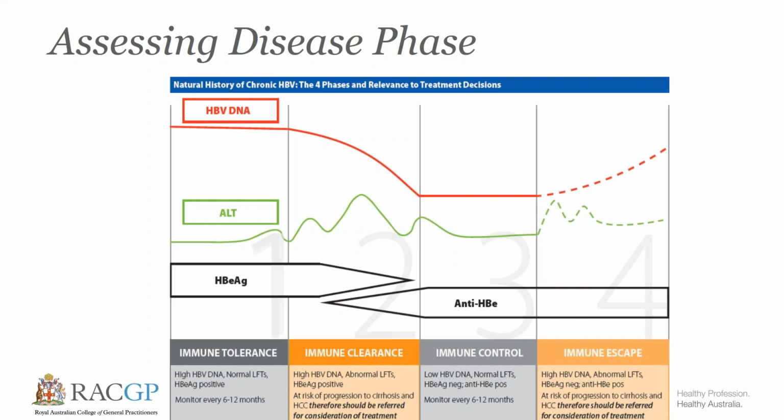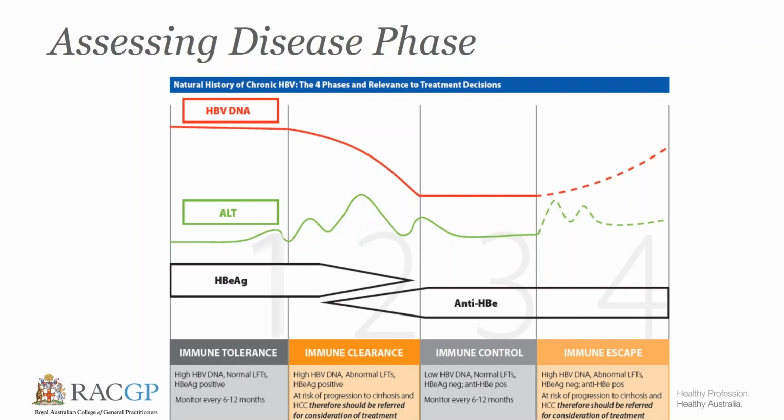So, general practice is crucial to be monitoring the DNA, the liver function tests, and the E antigen and antibody. If patients are in the immune tolerant phase or the immune control phase, they can just continue to be monitored every 6 to 12 months in general practice. They don't need specialist intervention. But once they enter the immune clearance or immune escape phase, then it's really crucial that a specialist consultation happens and the patients are considered for treatment.